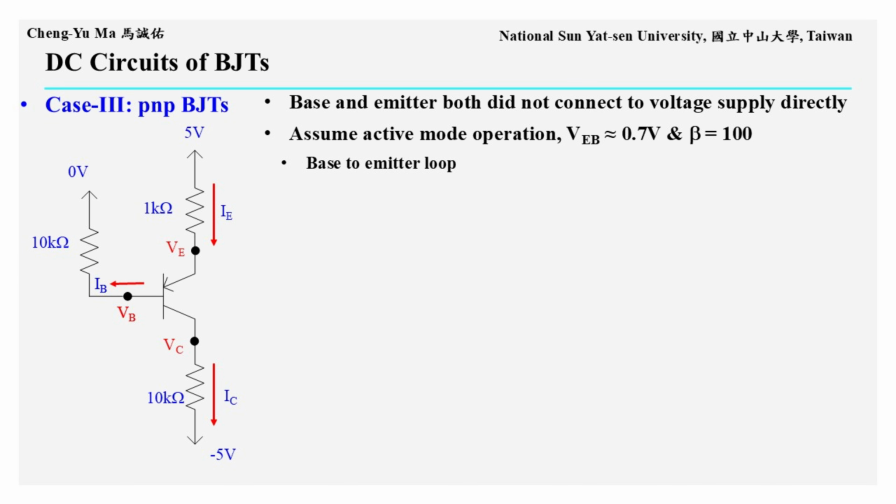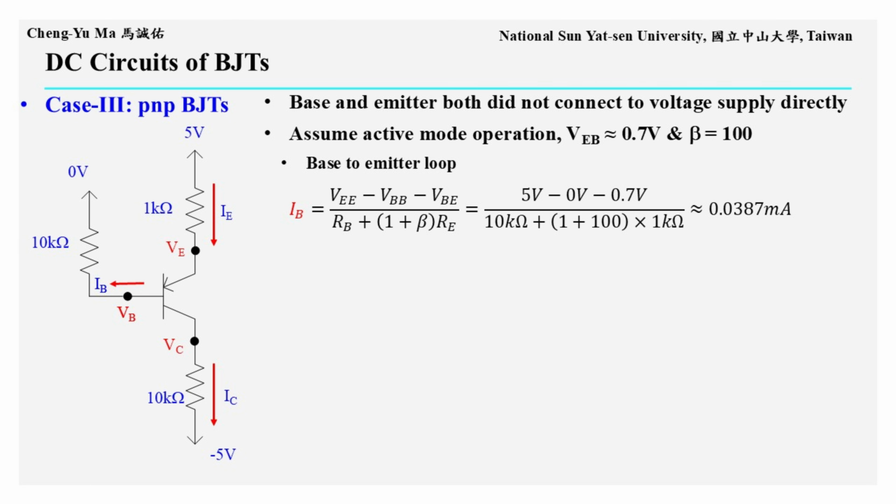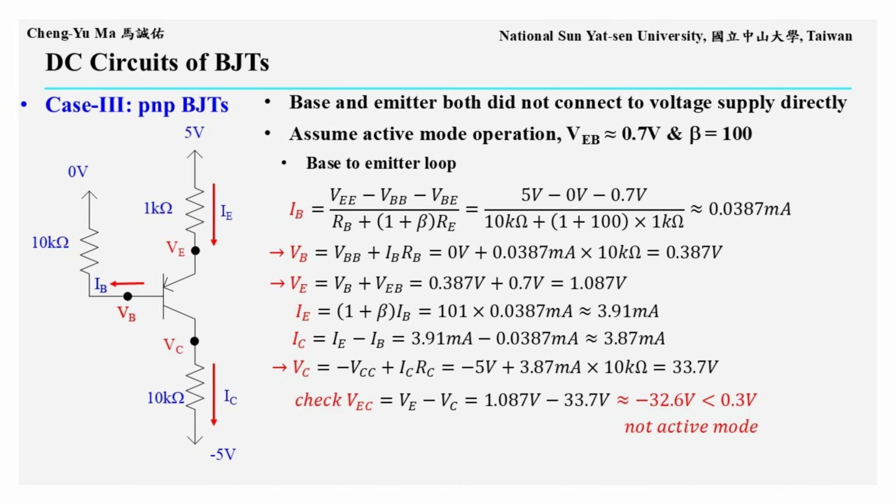Now let's consider another case 3 PNP example under a different set of circuit conditions. Using the resistance reflection rule again, the total resistor voltage is 5 volts minus 0 volts minus 0.7 volts. The denominator is 10 kiloohms plus (1 plus 100) times 1 kiloohm. This gives IB approximately 0.0387 milliamps. After IB is found, VB equals VBB plus IB times RB, which is 0 volts plus 0.0387 milliamps times 10 kiloohms, or 0.387 volts. Then VE equals VB plus VEB, giving 1.087 volts.